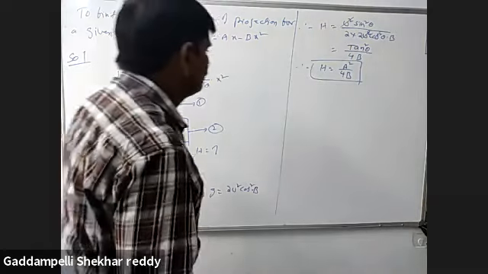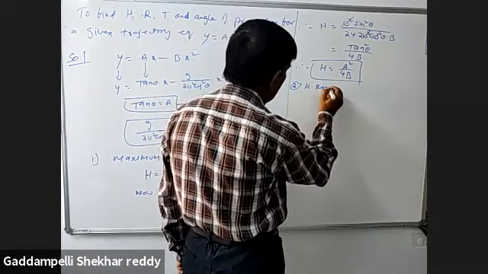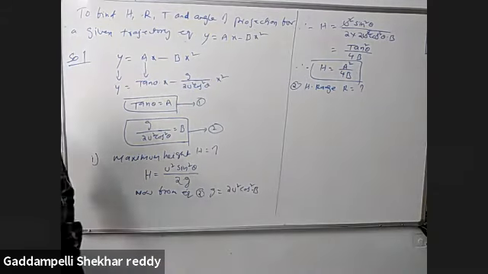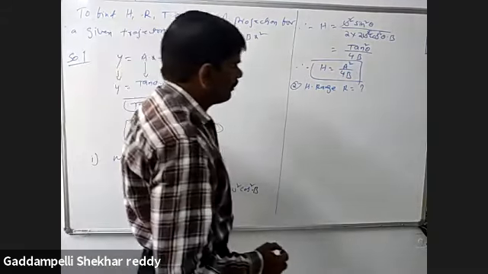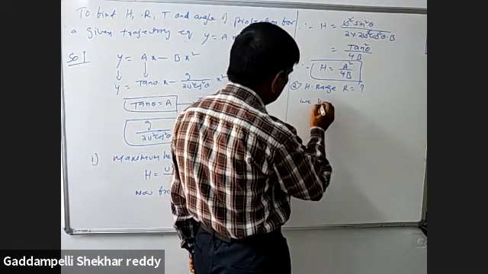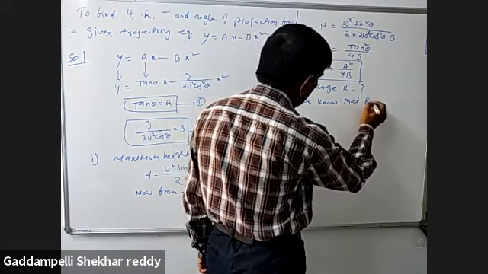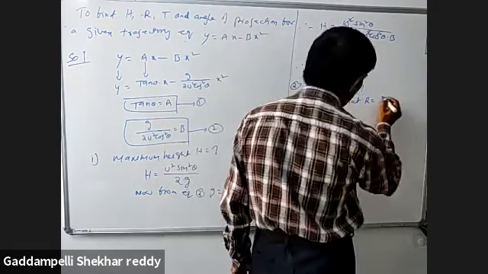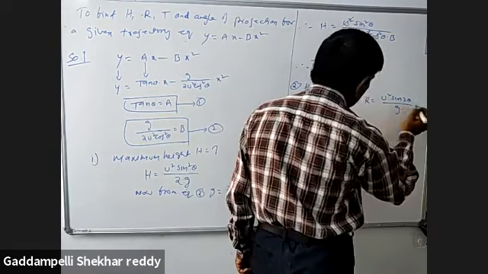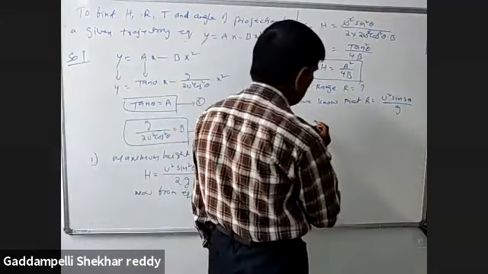Next, the second one: horizontal range. R is equal to what? Already from the previous video we know that the horizontal range R is equal to u square sin 2 theta by g.